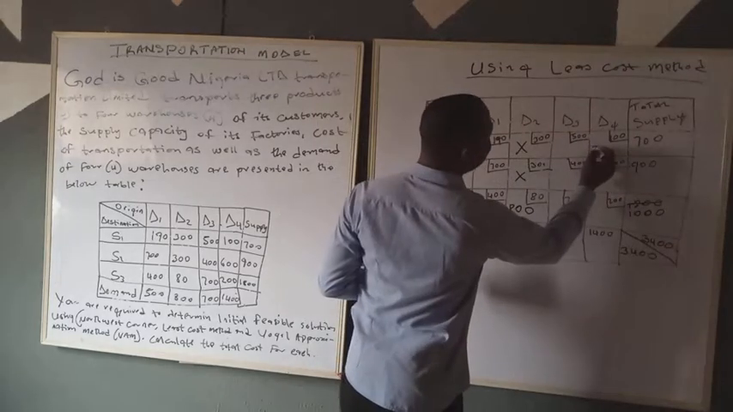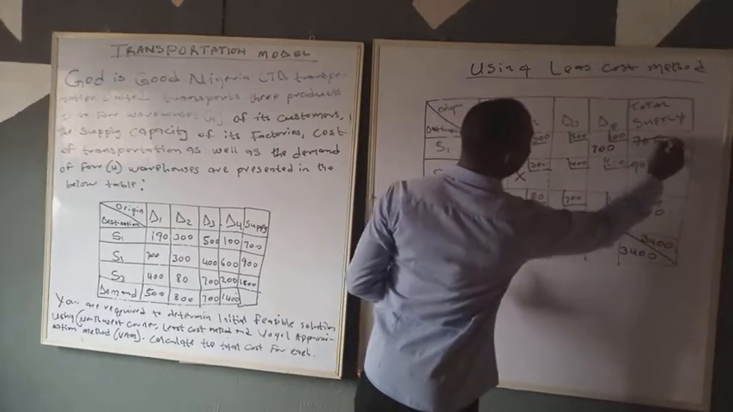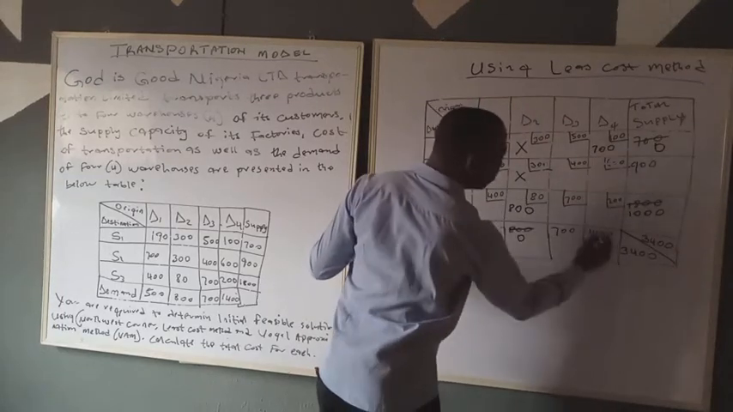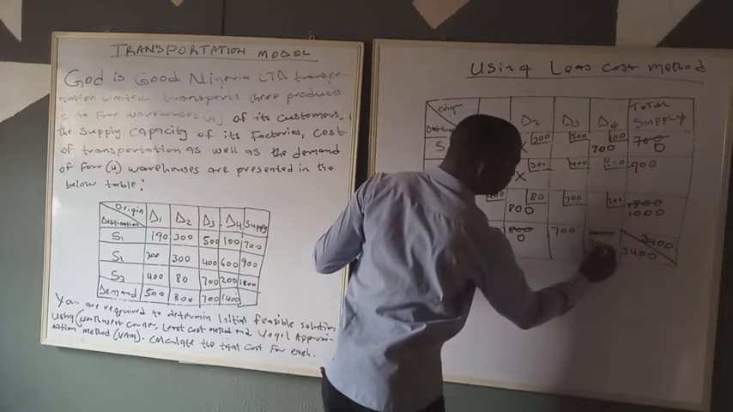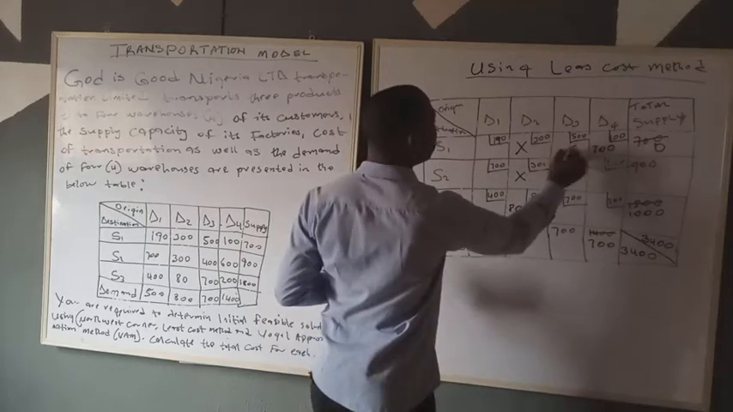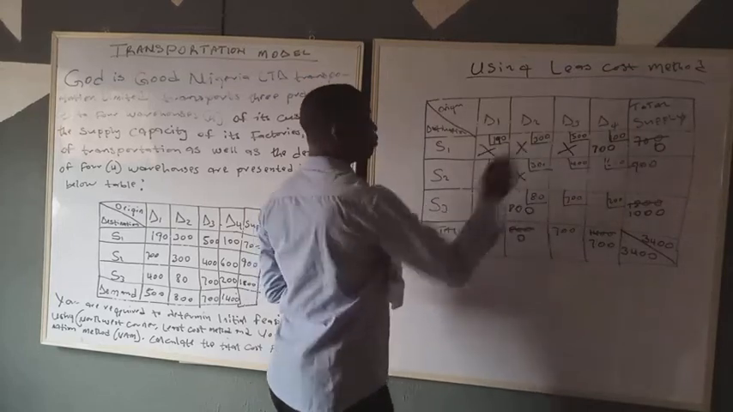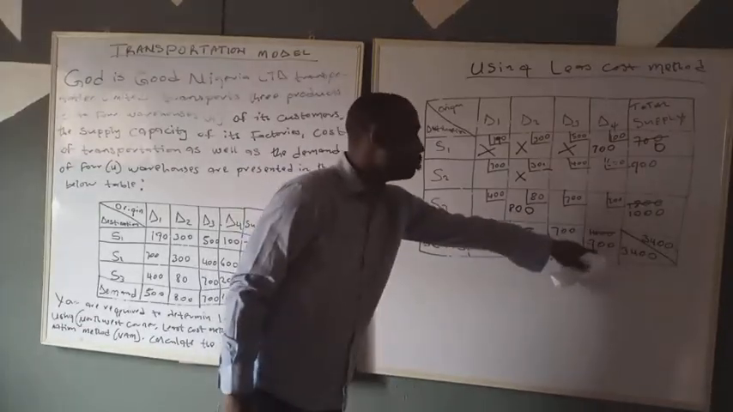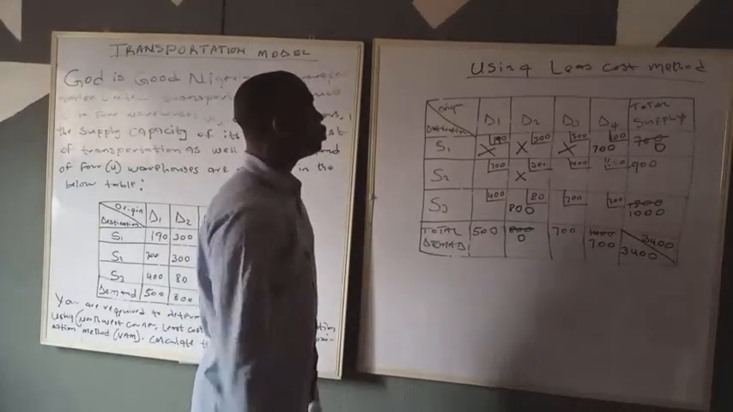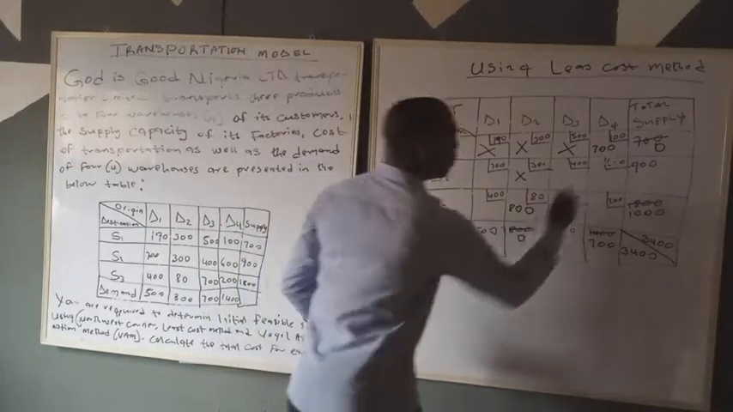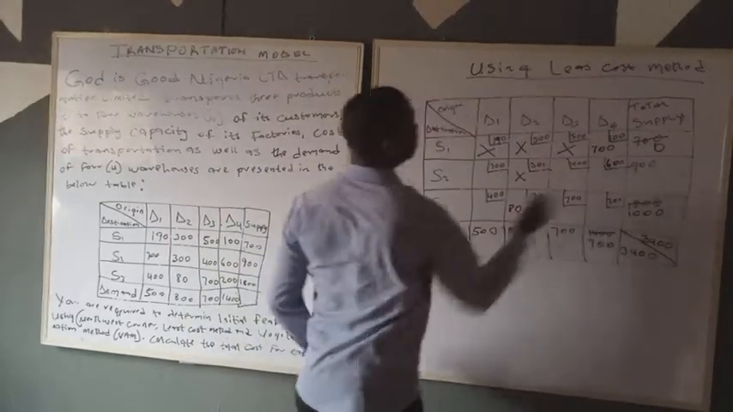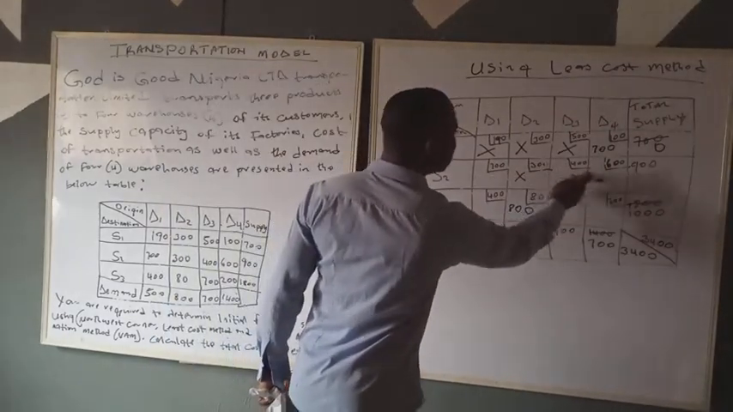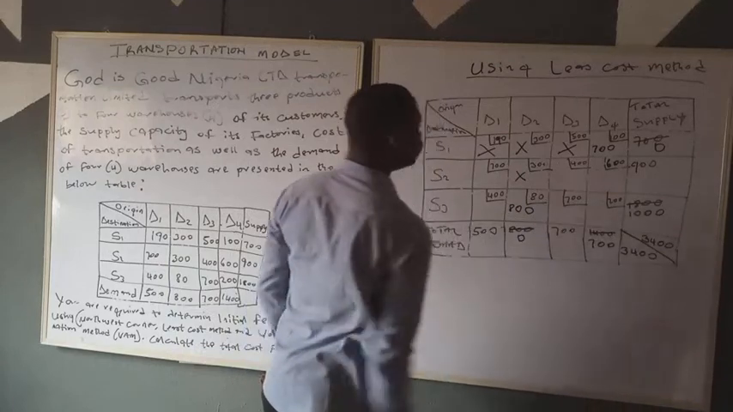So we say 700. Supply 1 has no more product to supply, and demand 4 still has 700 remaining. That is 700 minus 700. Then from there we cancel the remaining box for supply 1. Supply 1 has no product to supply again, but demand 4 still has 700 remaining. So we look at another lowest cost that still has the capacity to supply. From all these costs, 700, 400, 600, 700, we go to 200.